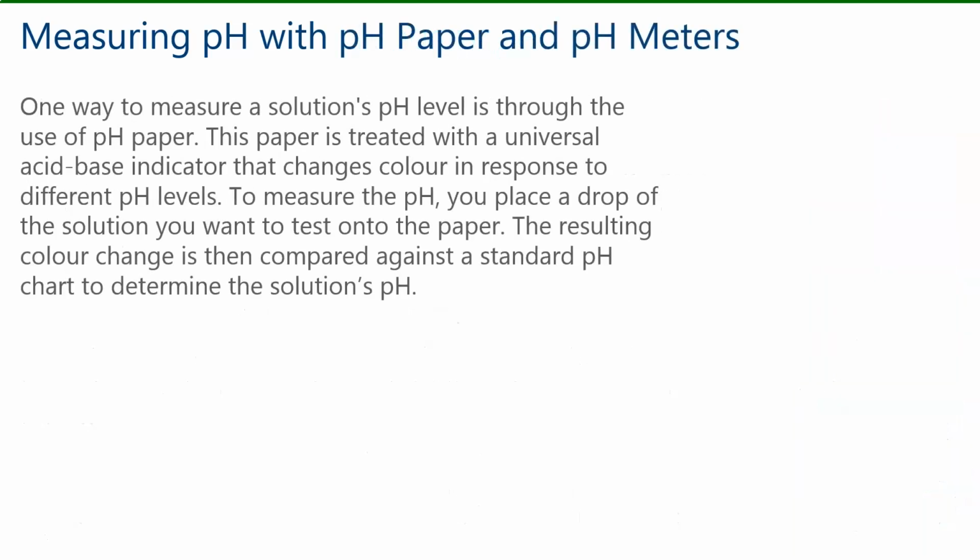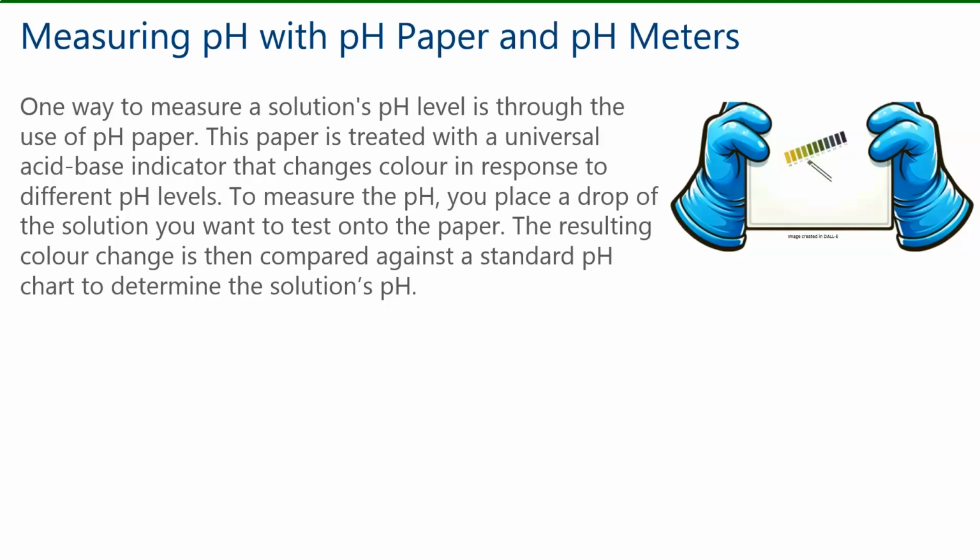One way to measure a solution's pH level is through the use of pH paper. This paper is treated with a universal acid-base indicator that changes color in response to different pH levels. To measure the pH, you place a drop of the solution you want to test onto the paper. The resulting color change is then compared against the standard pH chart to determine the solution's pH. You can see in the image there, they have a stick with a color on the end. They're comparing it to the chart to determine the pH of the solution that the stick was dipped into.